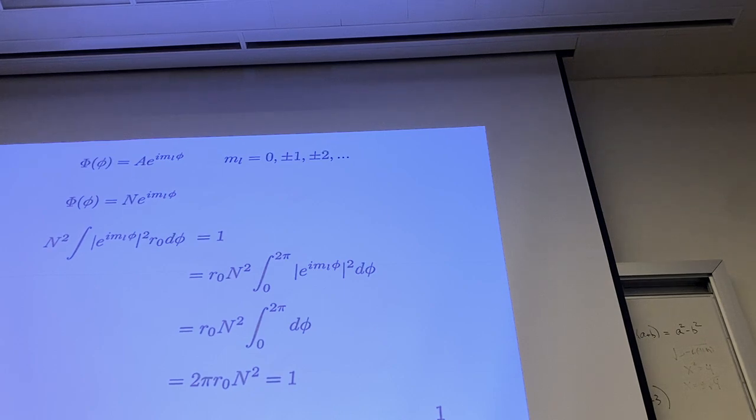Pretty good? Yes? Why didn't we factor in the a constant when we normalize? Because I'm replacing a with n. I'm going to put a condition on what this a should be. I'm going to call it n now. Good question.